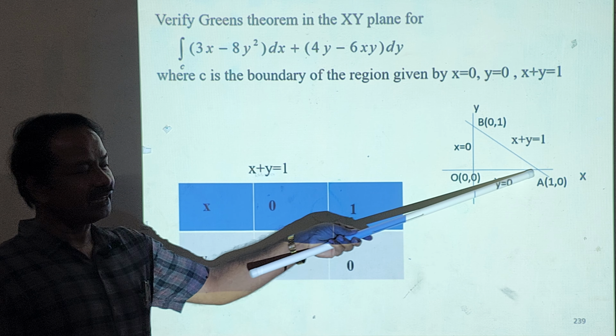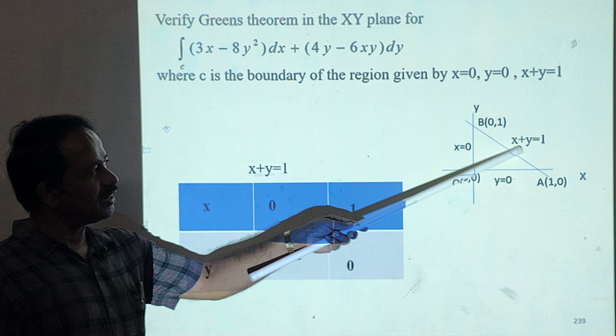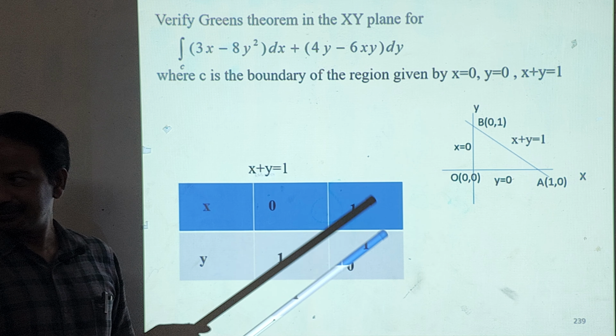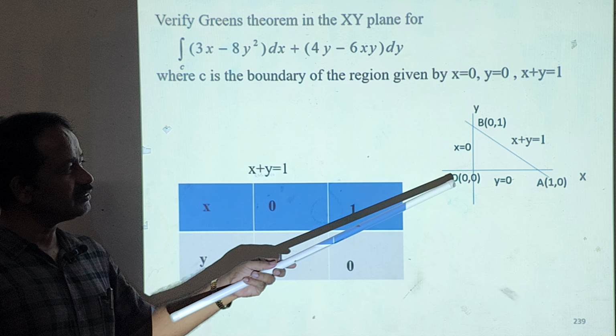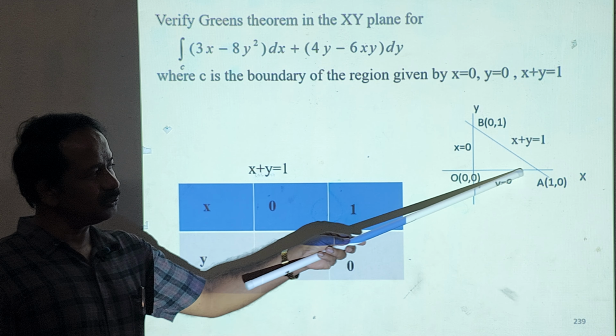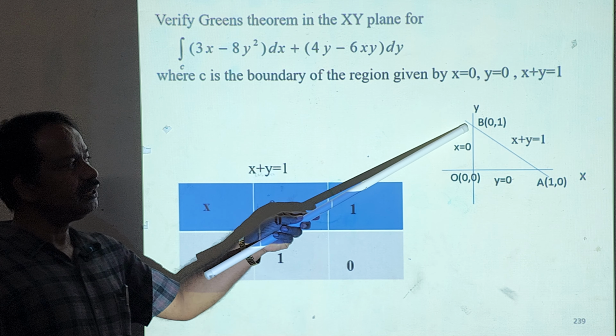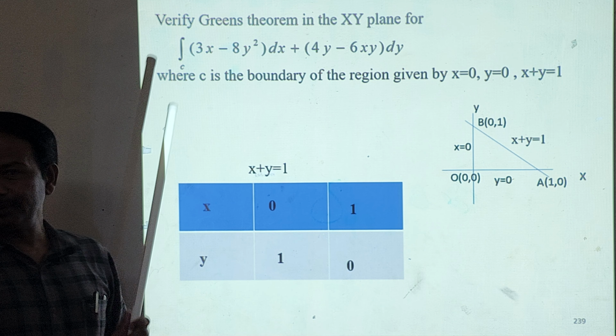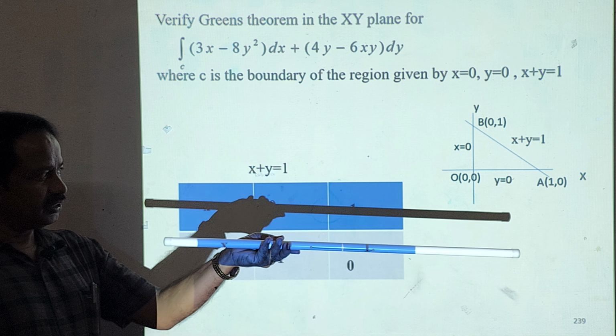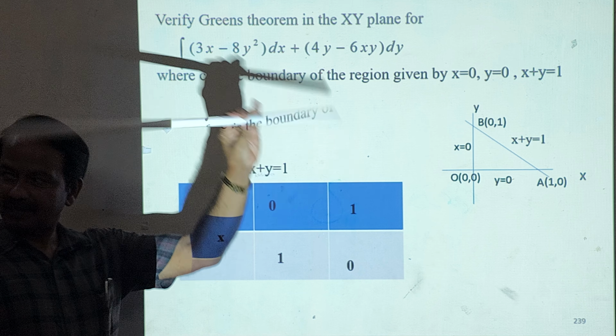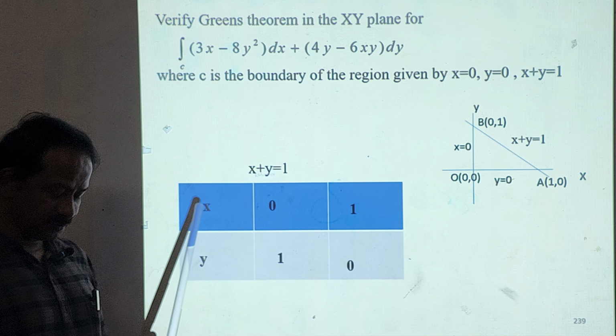And the problem is given as this is one line, connecting line, this is another line, and this is another line. So the closed curve starts from O to A, then A to B, then B to O. So we have three curves now. One is this one, another one is this one, another one is this one.